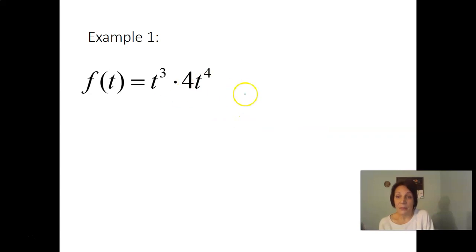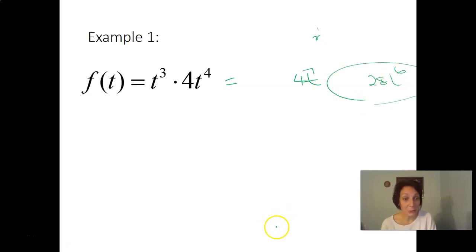So if I gave you this problem, I would fully expect you to rewrite this as 4t to the 7th and then just use the power rule on it, right? If you did that, you would get 28t to the 6th and call it a day, and you would be correct.